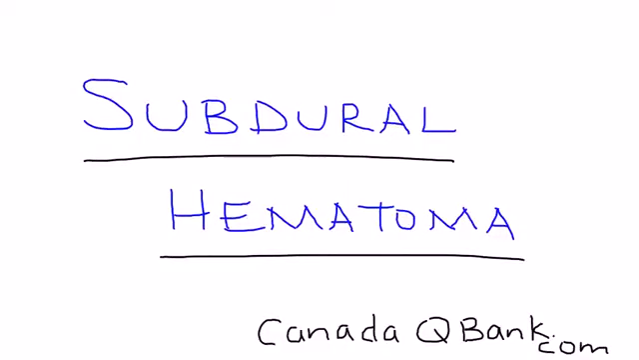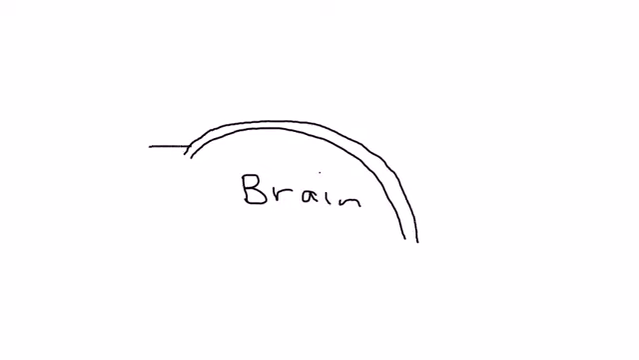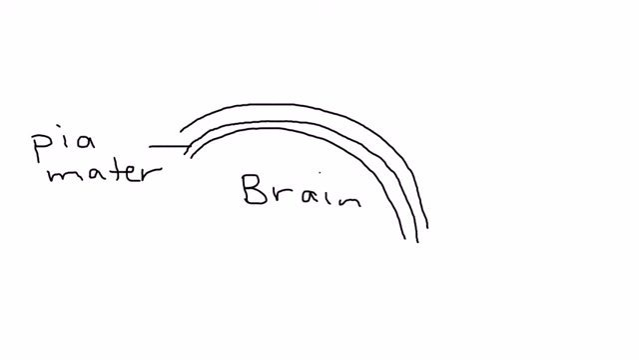Subdural hematoma is the topic, and the best way to start is by drawing a diagram to describe all the layers. So you have the brain, and right on top of the brain sits a layer called the pia mater, and above that there's a little bit of space, and then you have another second layer, and that is known as the arachnoid mater.